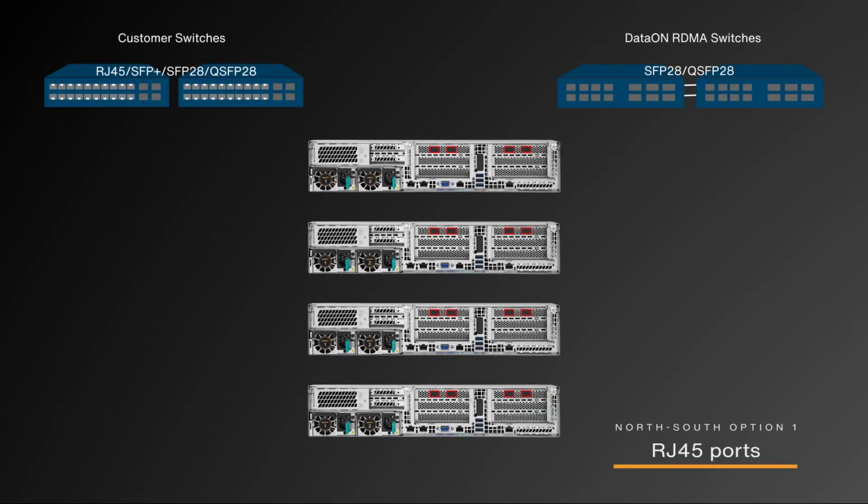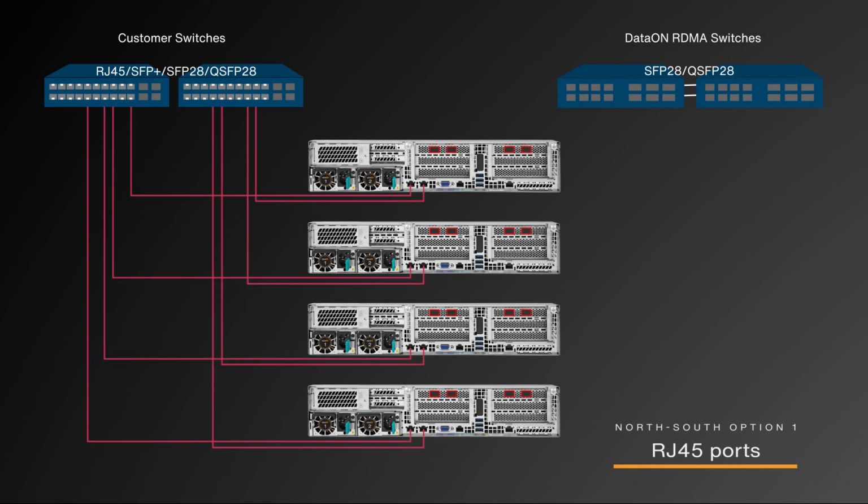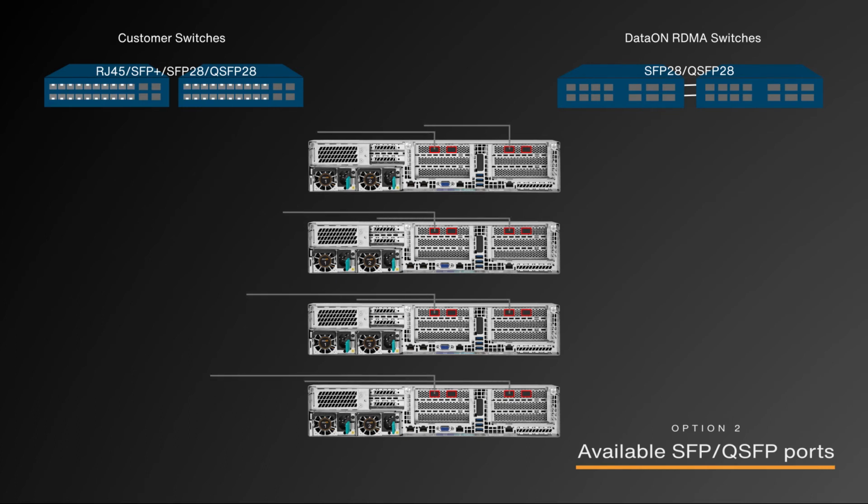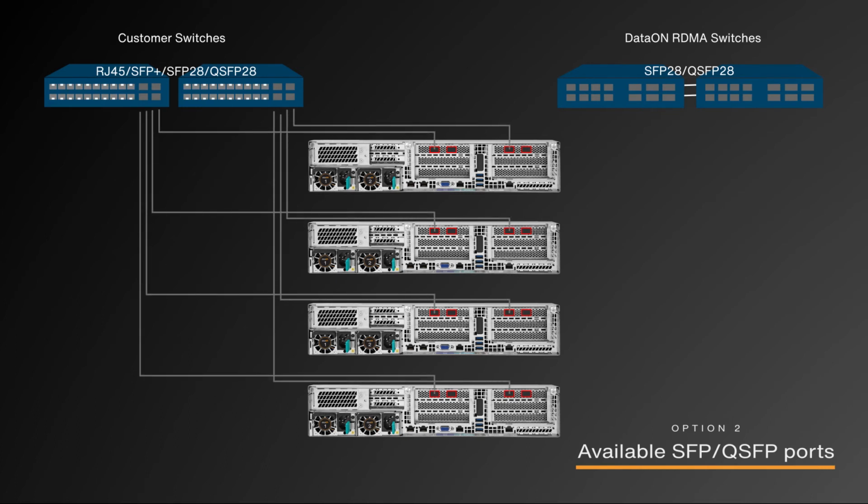Option 1, RJ45. The most straightforward setup for north-south traffic would be to leverage the 10 gigabit RJ45 ports from each server to switches. They would be teamed using switch embedded teaming for high availability. Option 2, remaining RDMA ports. As an alternative to the RJ45 ports, you can use the remaining free ports not used for east-west traffic to connect to your switches for north-south traffic.